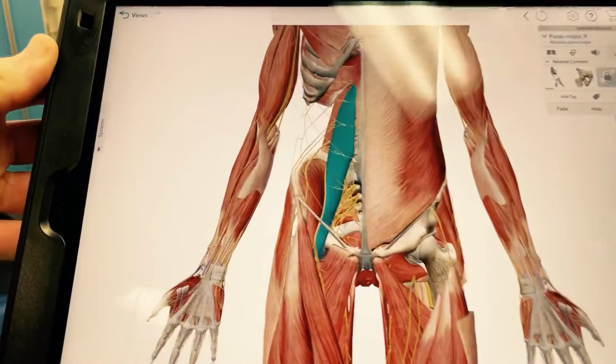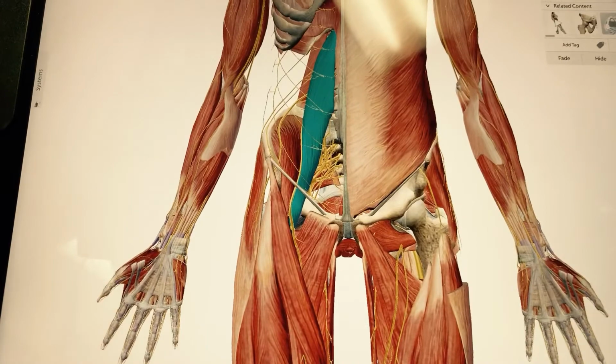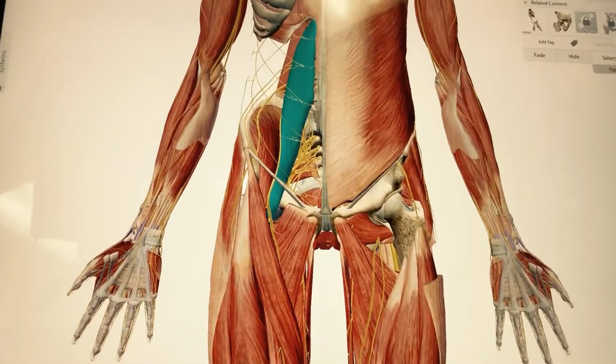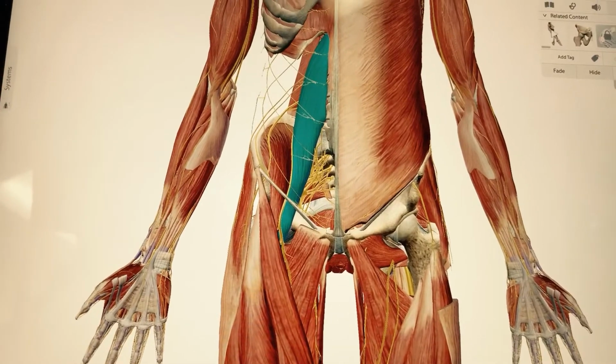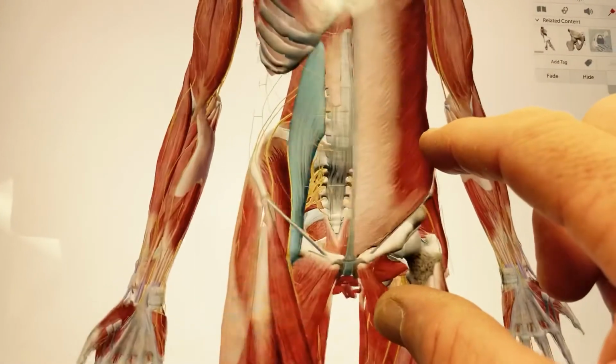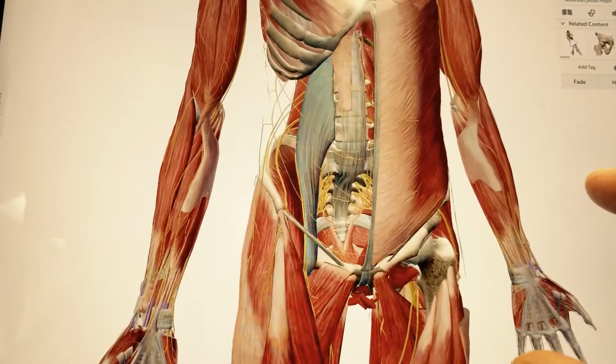Okay, so the first movement we're going to do today is called the couch stretch. This is a combination stretch. It stretches 2 different muscle groups depending on the position that you're working. One of them is your psoas, which we have right here. This is your psoas muscle. This is a very common muscle that we work with in therapy.